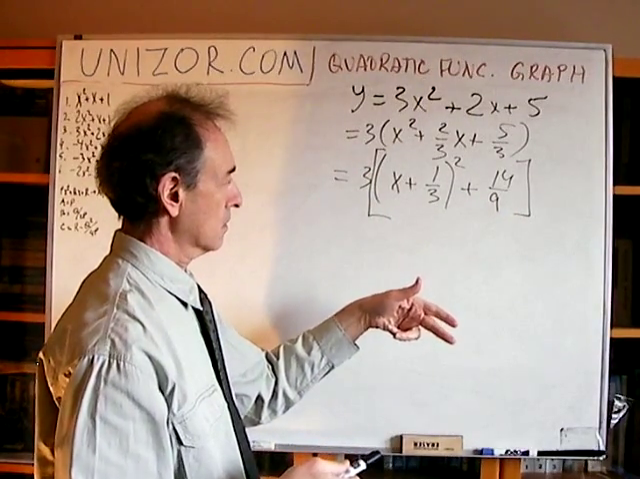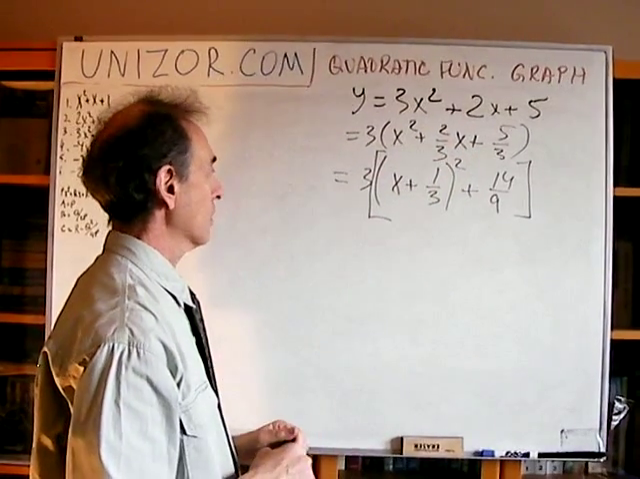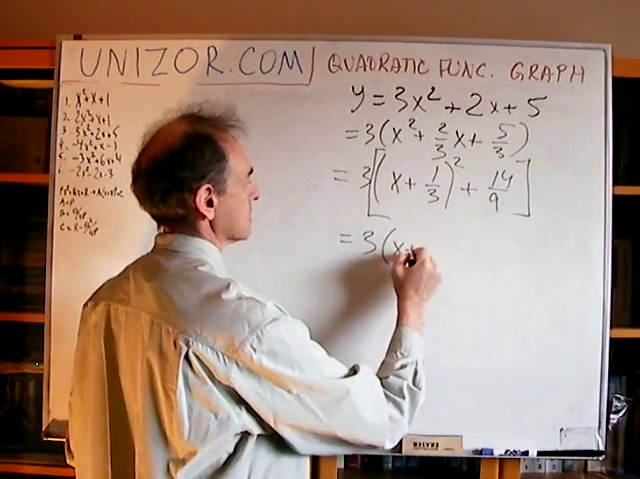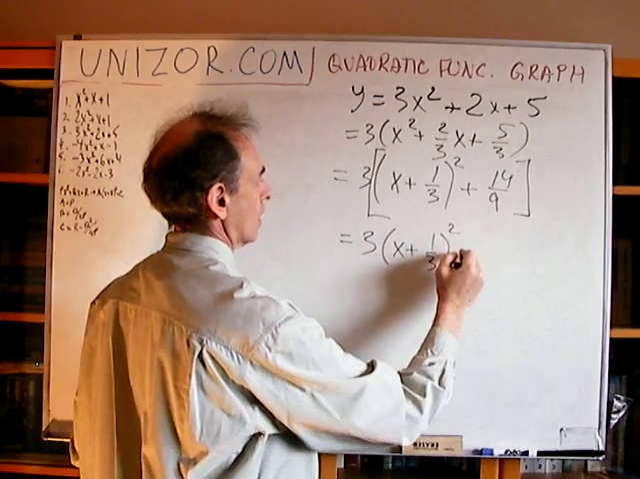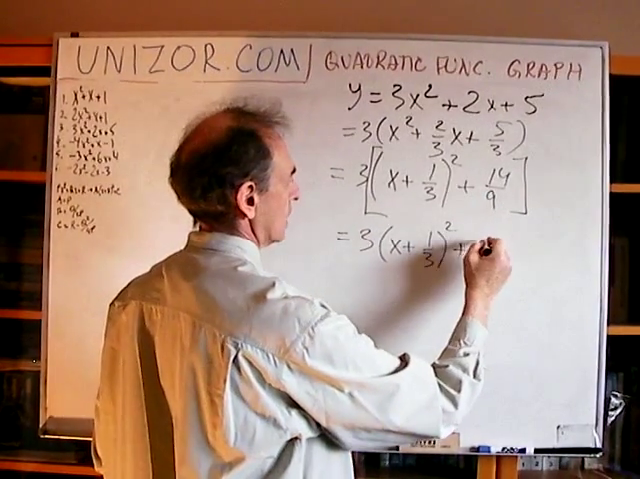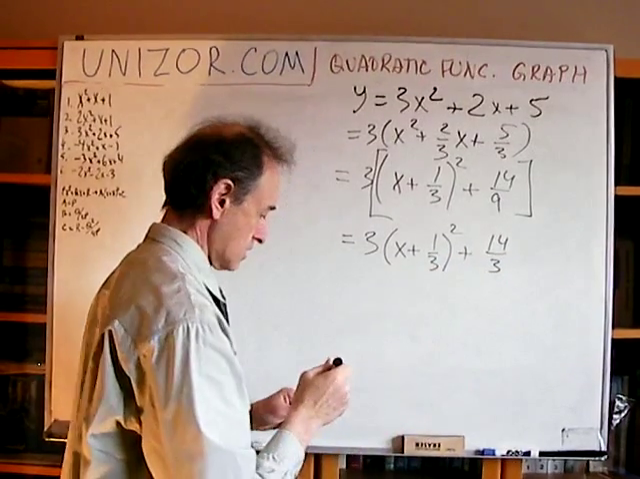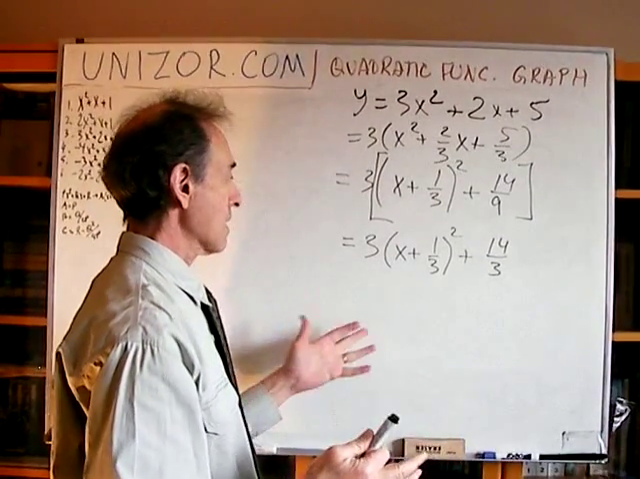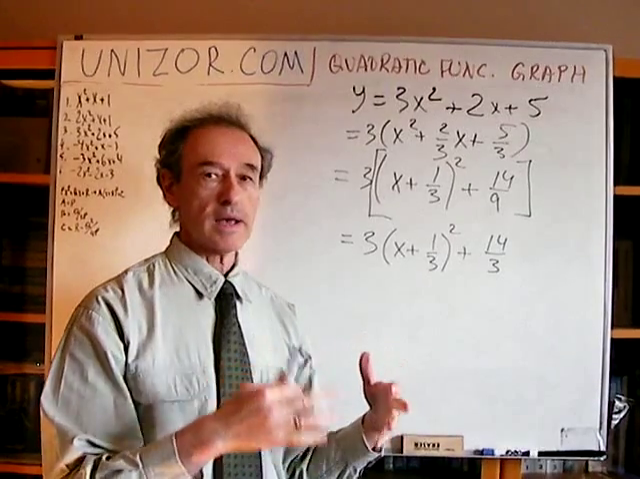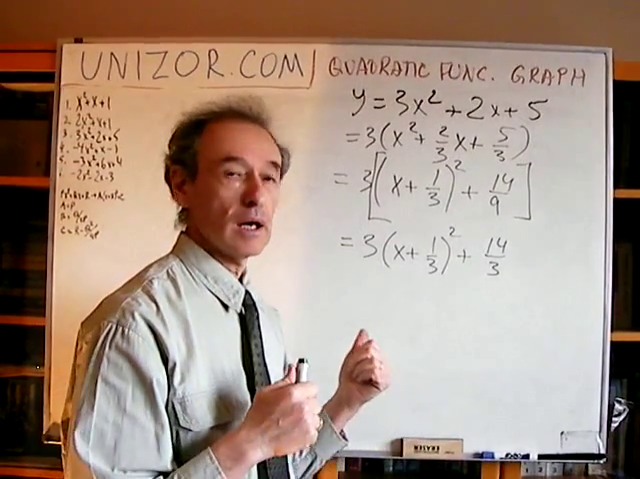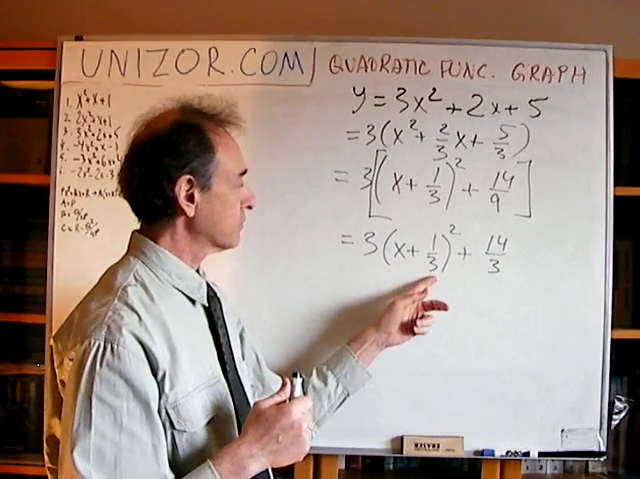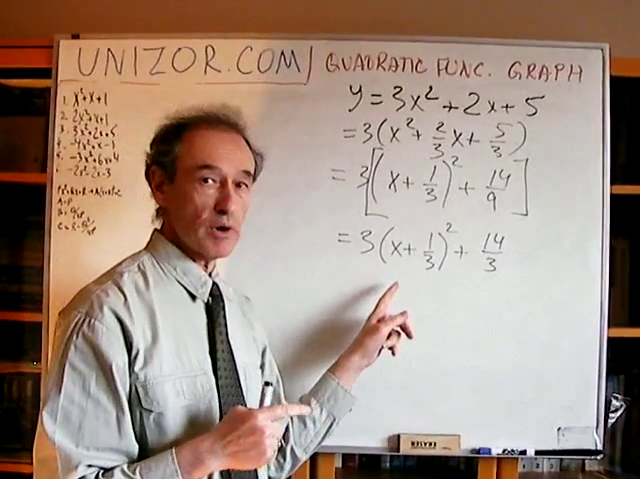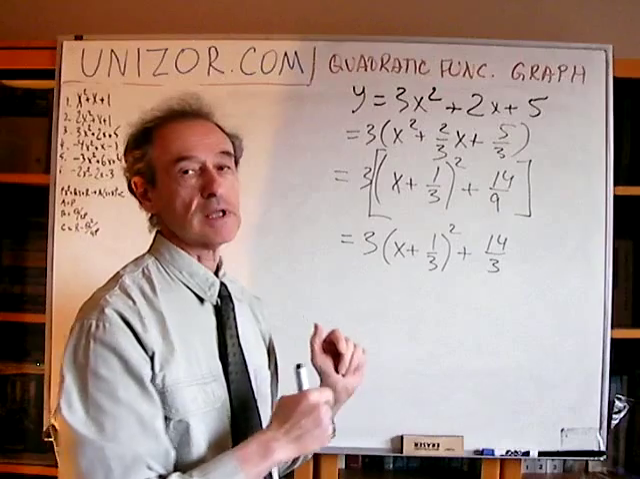Factor 3, 5/3. Yes, seems to be okay. Now, or I can rewrite it as 3 times x plus 1/3 squared plus 3 times 14/9 is 14/3. So this is my full square. And now I can say that this is the regular parabola y equals x squared. Then it should be shifted to the left by 1/3, made 3 times steeper, and then shifted up by 14/3.